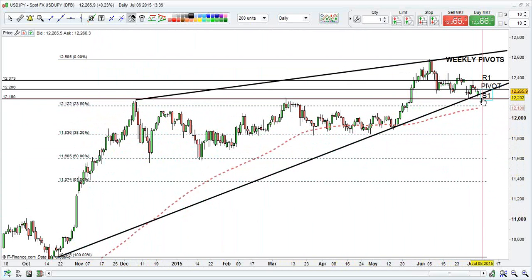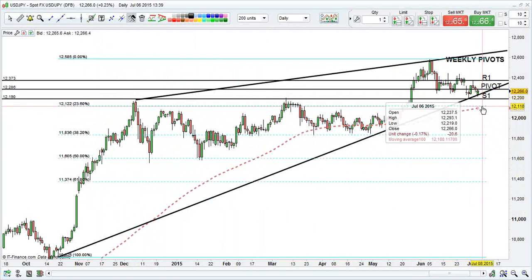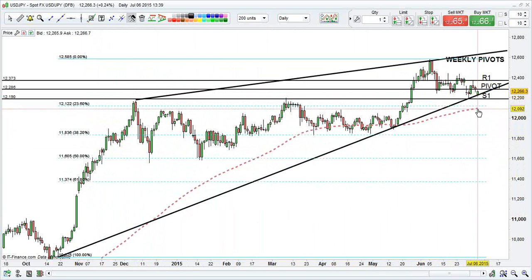Okay, what happens if your S1 breaks? If your trend line breaks, you're looking for your S1 to support. If that breaks, what's our next support? We've got our 23.6% fib. If that breaks, we're looking at our 100-day moving average.